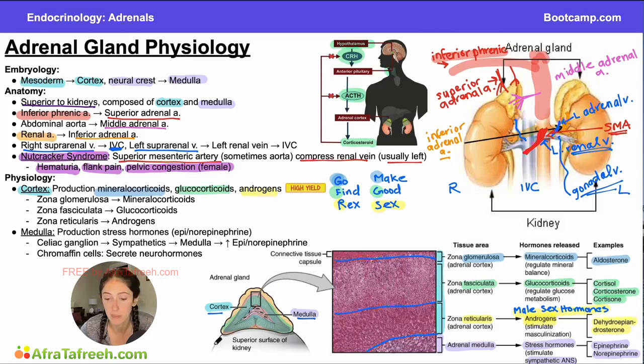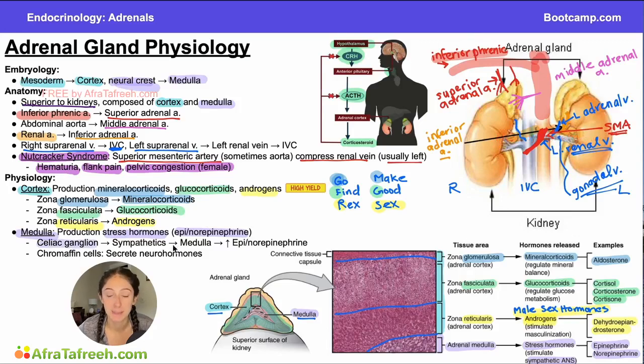So going back to our mnemonic, go find Rex, make good sex, our zona glomerulosa is going to go with the mineralocorticoids, our zona fasciculata is going to go with the glucocorticoids, and then our zona reticularis is going to go with the androgens. Next, we talked about the medulla. The medulla is going to be responsible for production of our stress hormones like epinephrine and norepinephrine. The medulla comes from our neural crest cells.